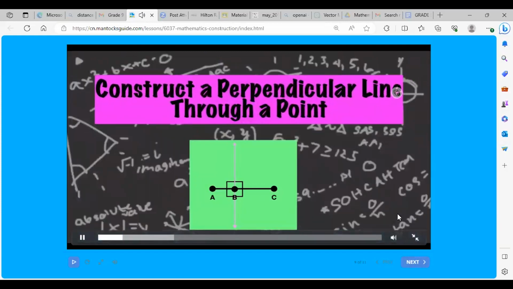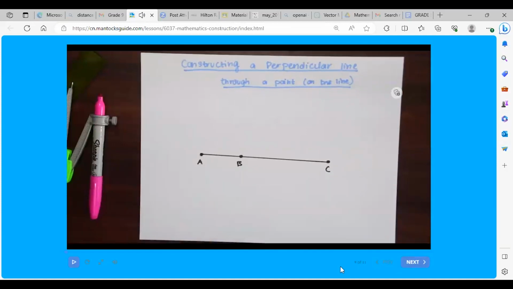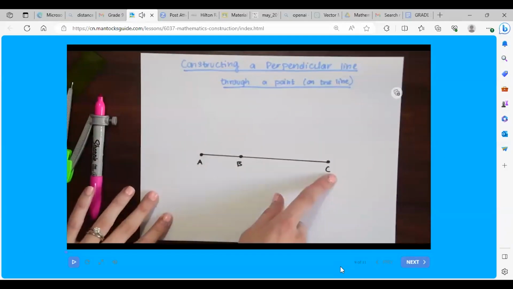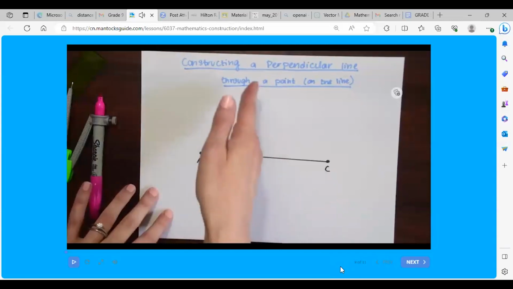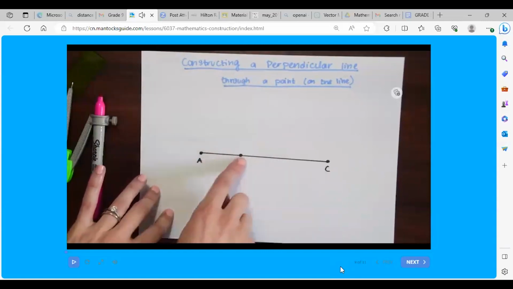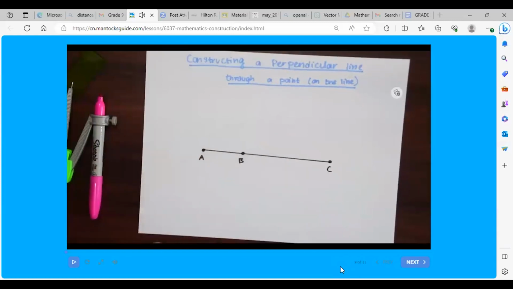In this video we're going to go over how to construct a perpendicular line through a point on the line. Just a little reminder about what a perpendicular line is. It's a line that will intersect our given point, which is point B. Once it does, it will create a 90-degree angle. Notice here we have points A, B, and C on this line, and we want to construct a perpendicular line right through point B. Notice point B isn't in the middle, so that's why we need to use a different method for constructing this perpendicular line than we've seen before.